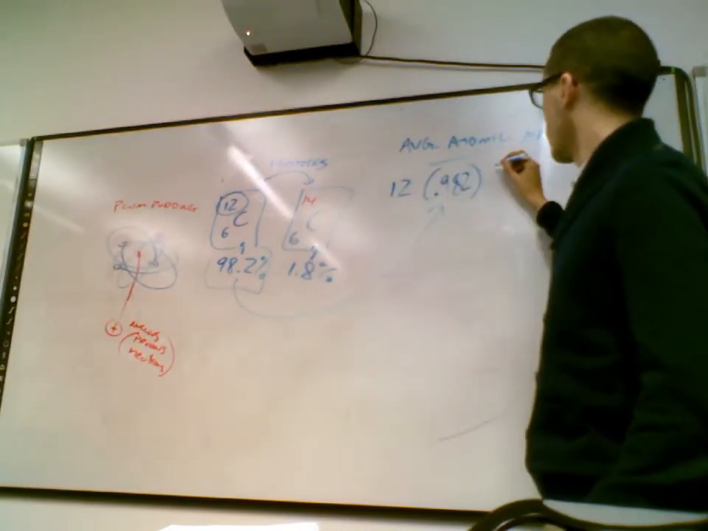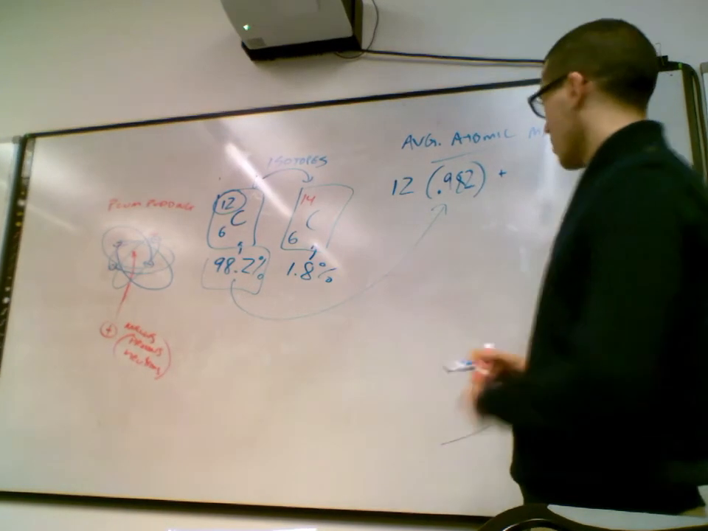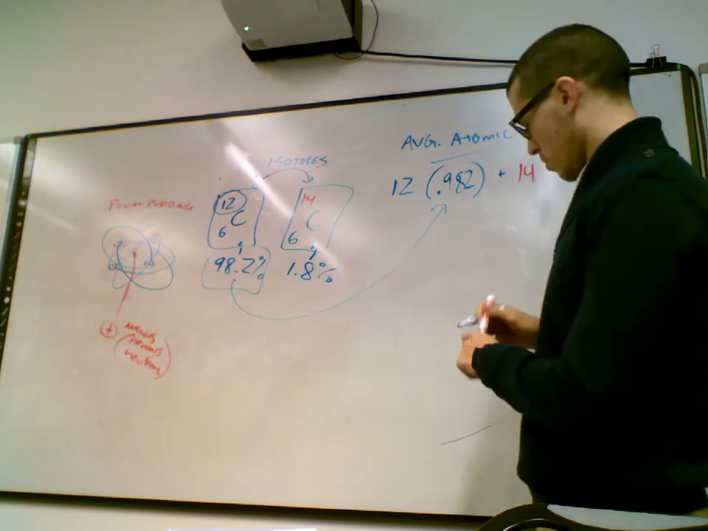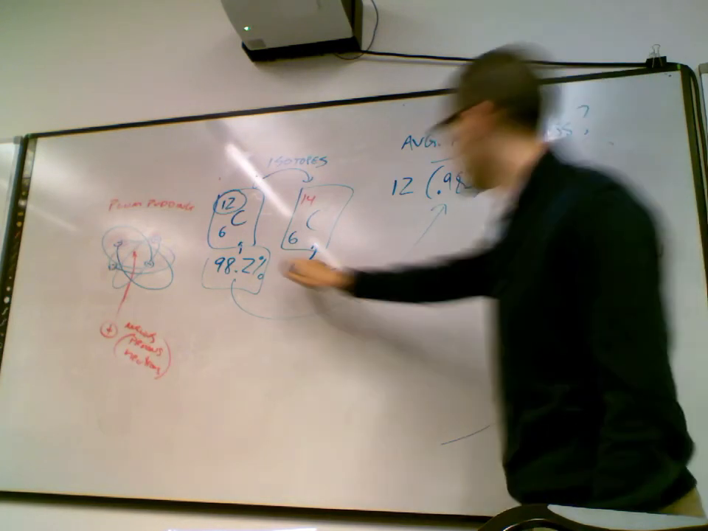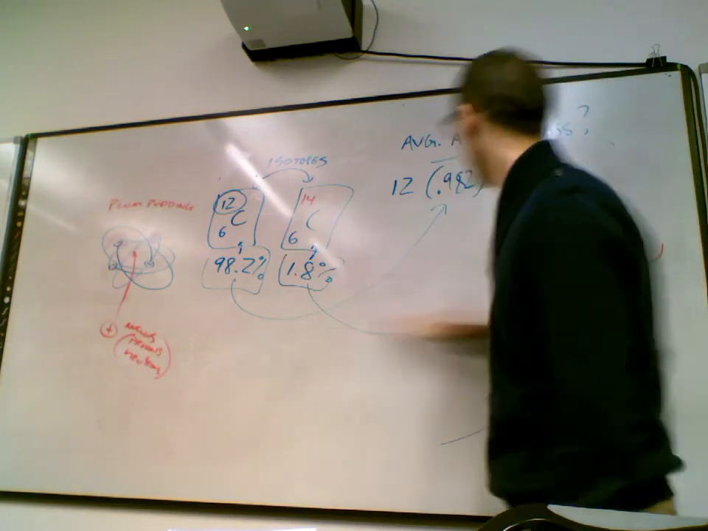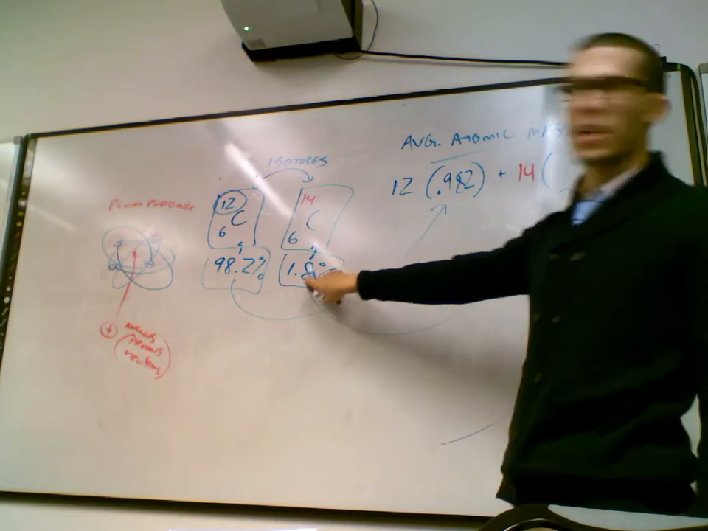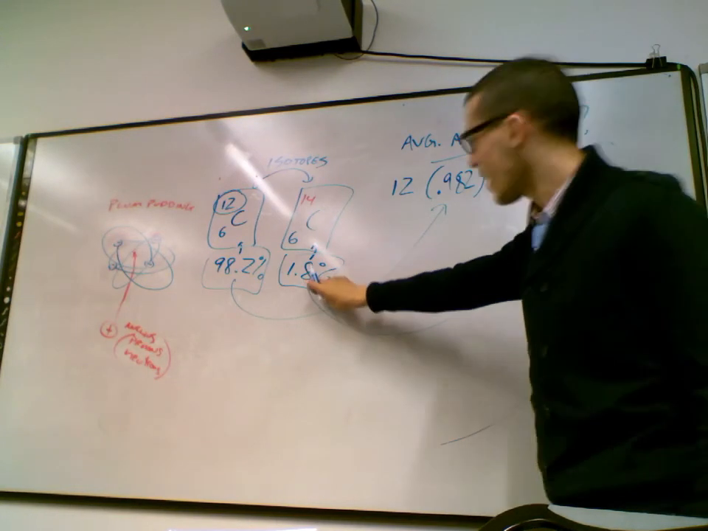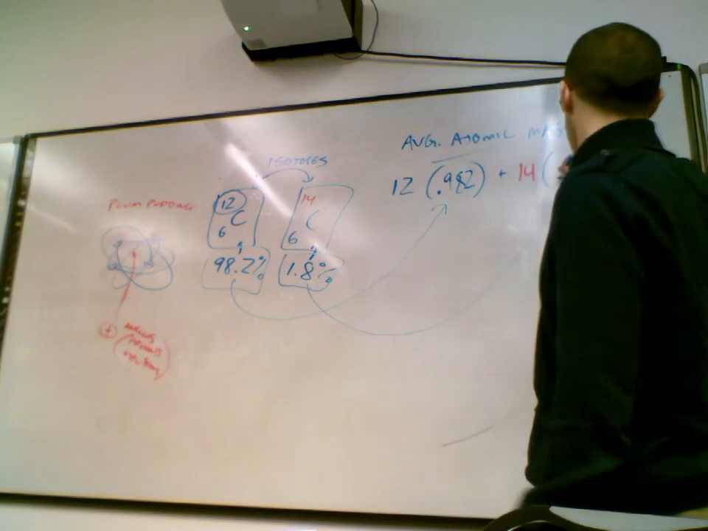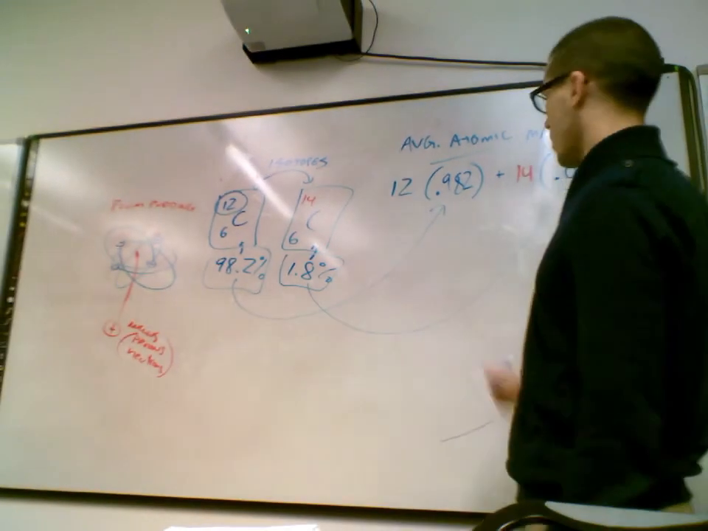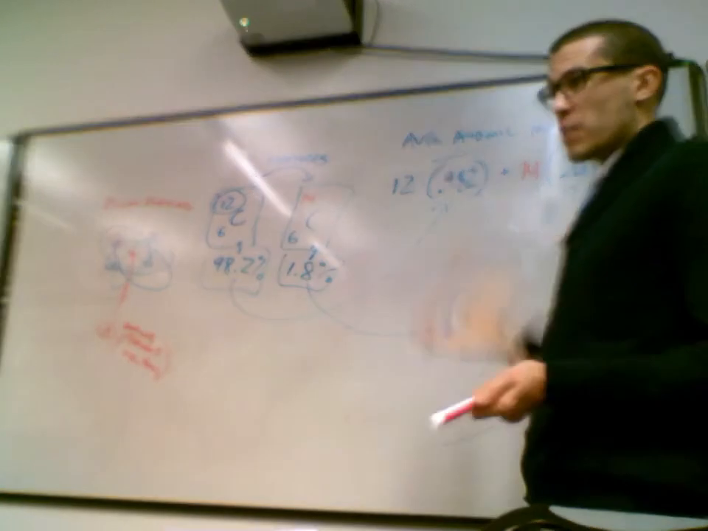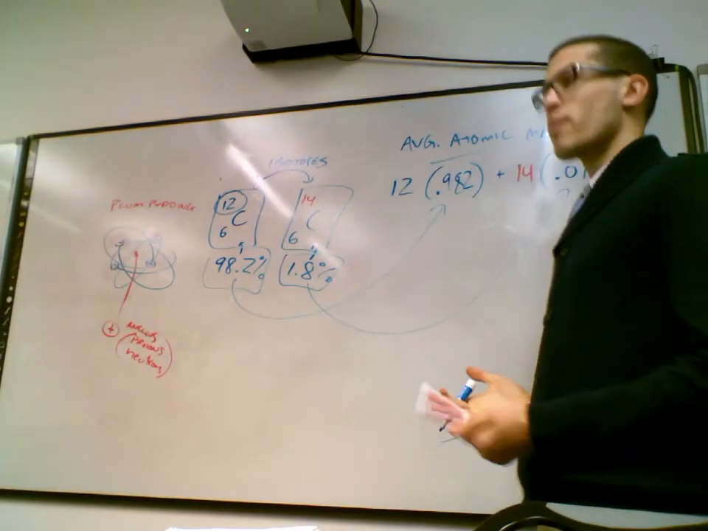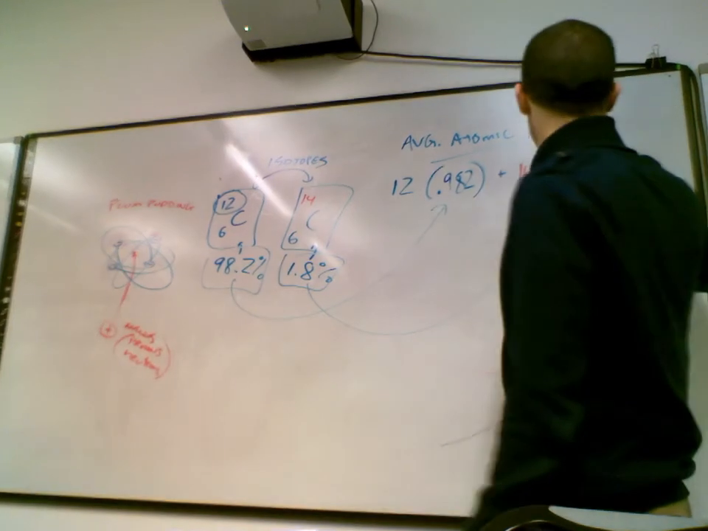Added by 14 times 0.018. Yes, and that's the trickiest part. That's where you're going to lose points on the test, because when you turn this into a decimal, it's not just 0.18, it's 0.018. Why? Oh, it has to be two decimal points. Right, because to change it into a decimal form, you have to divide it by 100, right? Yeah.